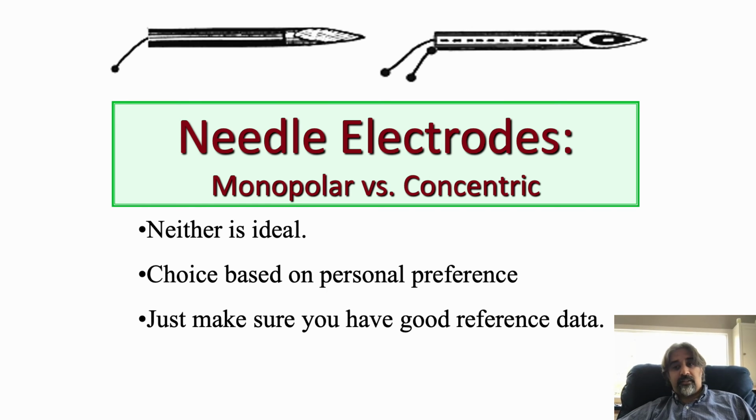In the final analysis, personal preference and training biases seem to be the dominant factors in determining the type of electrode people use in clinical practice. Just avoid mixing and matching parameters between needle types and labs. Also, develop reference data for both types of electrodes.